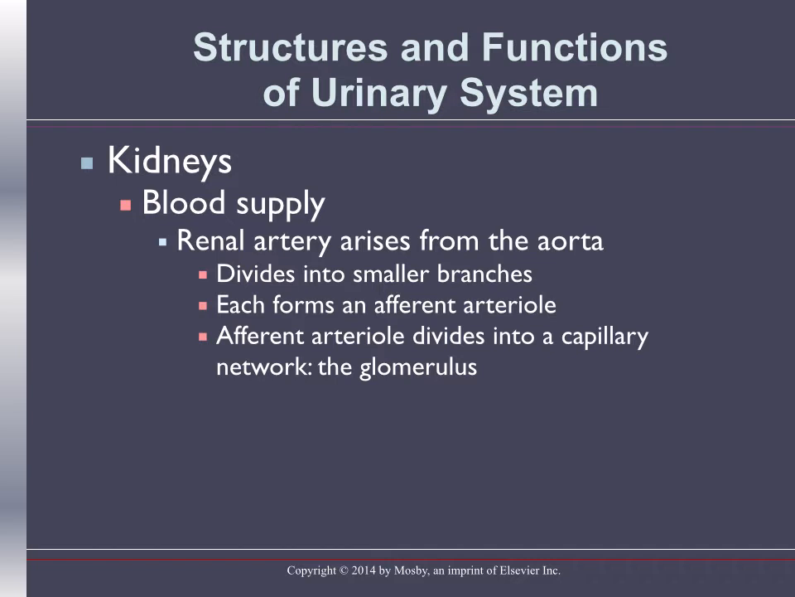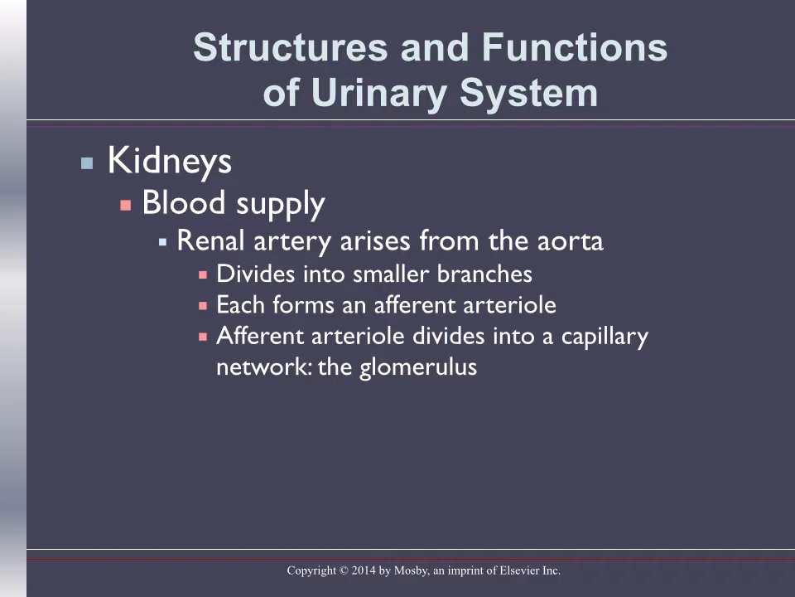So a blood supply of about 1200 ml per minute, which is 20 to 25% of the cardiac output, flows to the two kidneys. Blood reaches the kidneys via the renal artery, which arises from the aorta, and then it enters the kidney through the hilus.